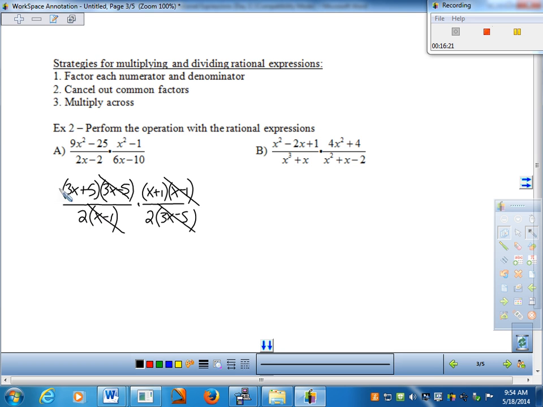So at this stage, what I personally do is just push the things that are left across. So I've got this times this. So 3x plus 5 times x plus 1. And then 2 times 2, I'll at least go ahead and do that and get 4. If you want to multiply this out and get a nice quadratic trinomial out of it, you are more than welcome to. It's not necessary, though. I'll take this as a good answer.